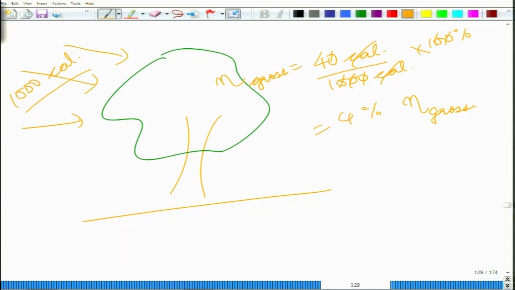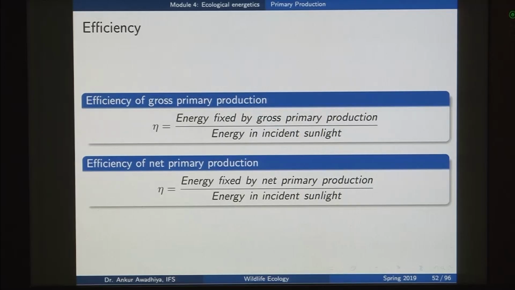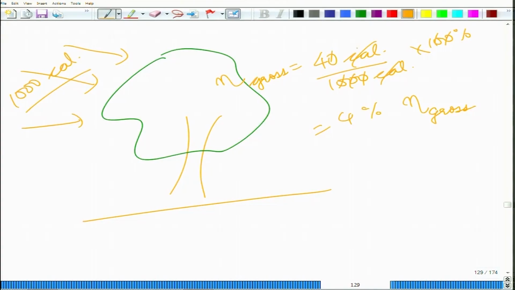Now, in place of using this term energy fixed by gross primary production, if we remove the amount that was released back because of respiration, we are using the net primary production. So, in that case we can define the net efficiency. So, suppose out of this 40 calories we have a situation in which 30 calories are lost due to respiration.